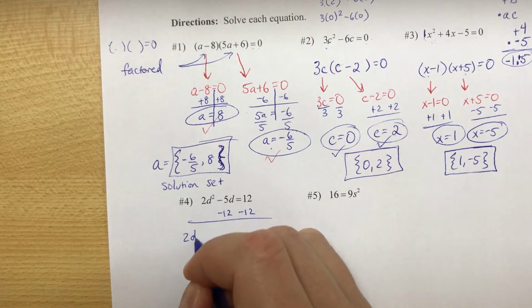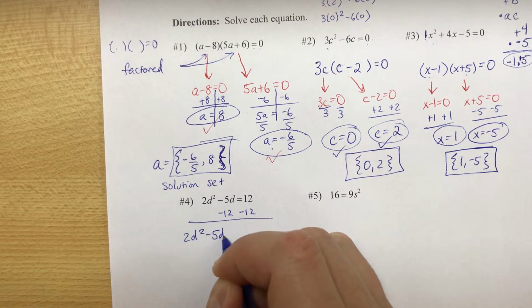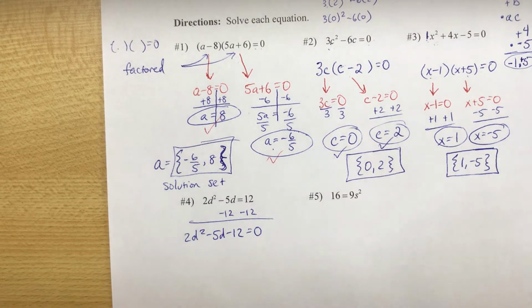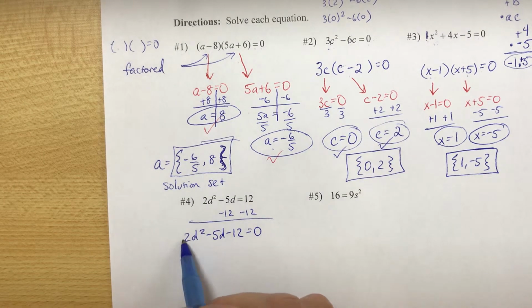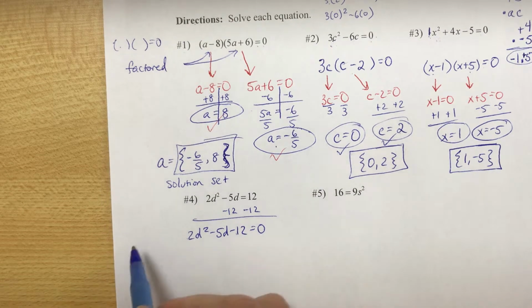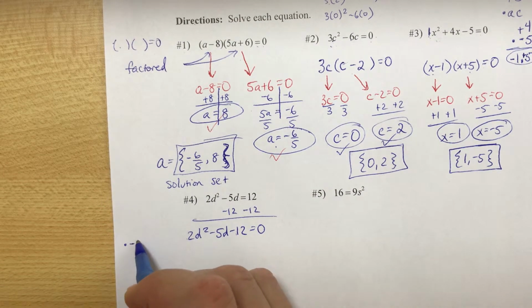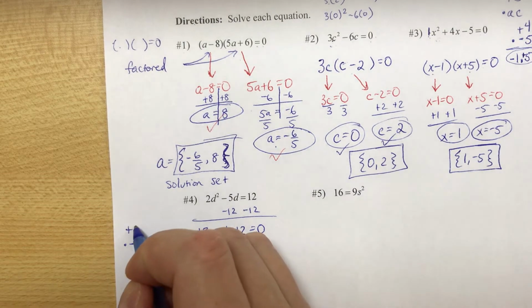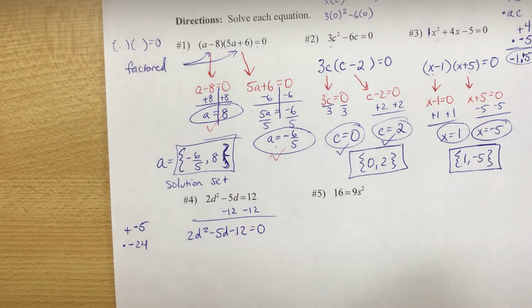So we get 2d squared minus 5d minus 12. Okay, you can't combine those. Equals 0. Now, there is a 2 in front. So 2 times negative 12, I'll put it on the side here, is negative 24. So what multiplies to negative 24 and adds up to the middle number, which is negative 5?